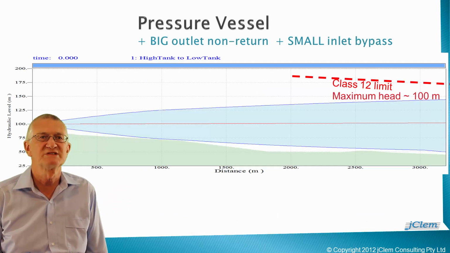Considering the overall set of results, I would adopt the pressure vessel inlet-outlet configuration using the small inlet bypass diameter. It gives acceptable surge heads within the pipeline. Negative heads are prevented. Maximum heads stay within the pipe's Class 12 pressure rating. Plus it provides stable behaviour within the pressure vessel.